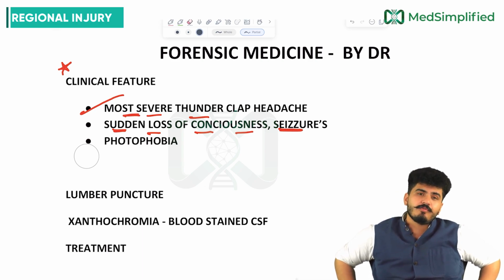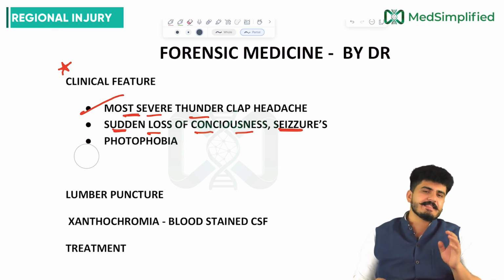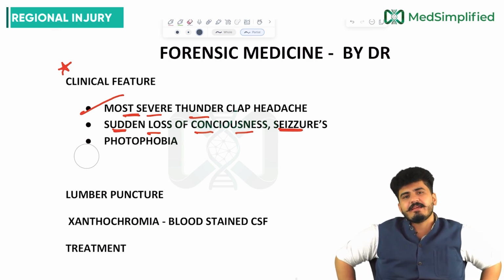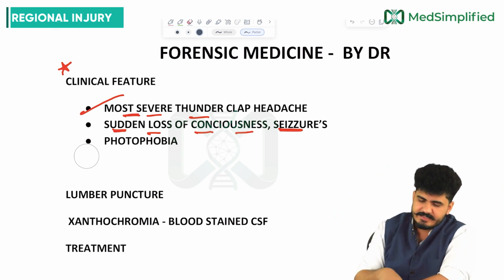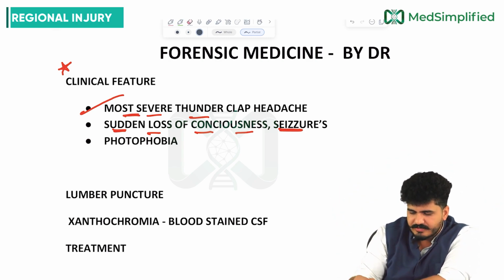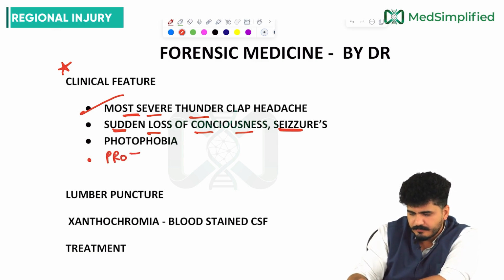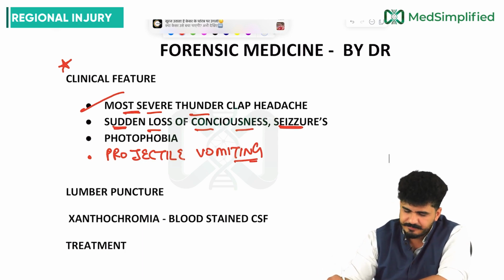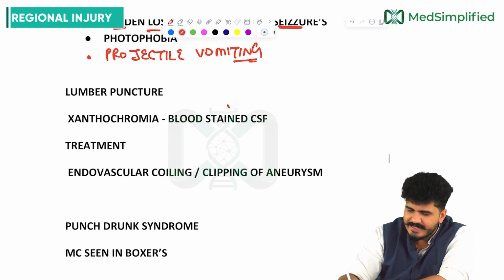Then there will be photophobia. Photophobia is sensitivity towards the light. The person is afraid when he sees the light. There will be a complaint of severe headache. Plus, sometimes the patient would be presenting with what, sir? Projectile vomiting, my dear friends. Now, on lumbar puncture, you will see there will be blood-stained CSF.